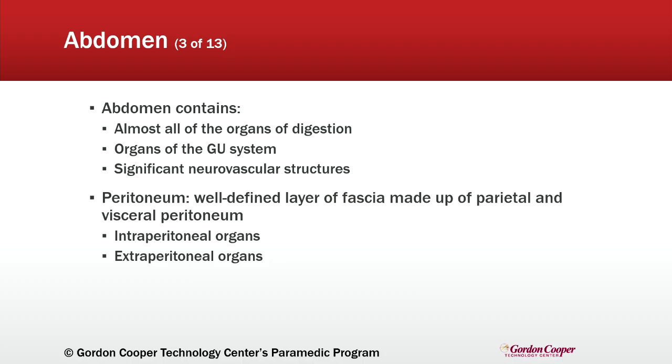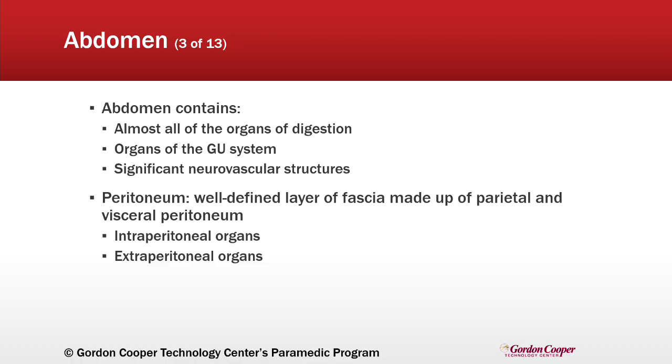The abdomen contains almost all of the organs of digestion, the organs of the genitourinary system, and significant neurovascular structures as well. The peritoneum is a well-defined layer of fascia made up of the parietal and visceral peritoneum.